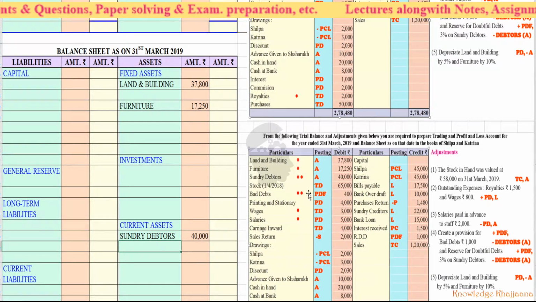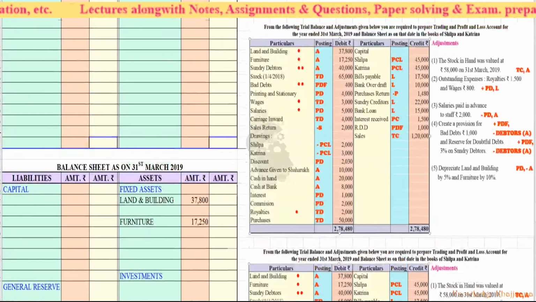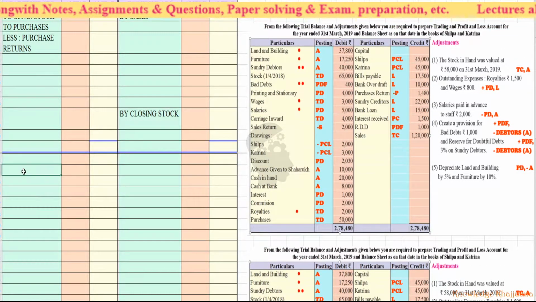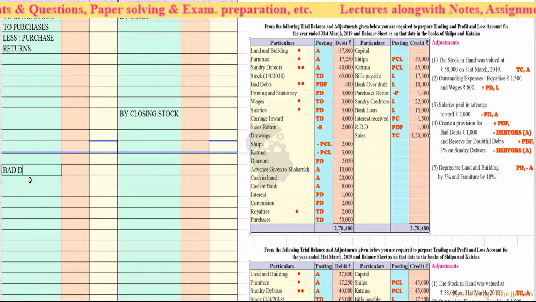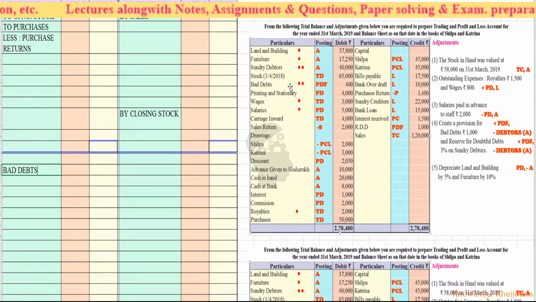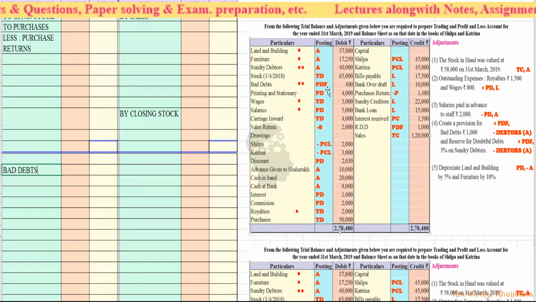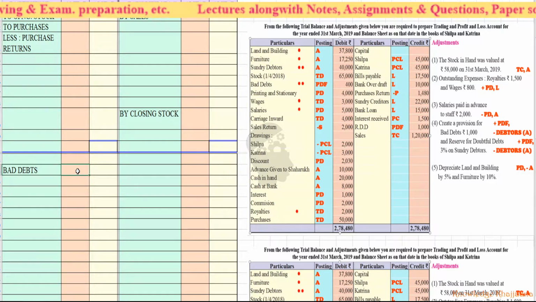Bad debts are written on the profit and loss account debit side as per the formula. So on the profit and loss account debit side, we will write over here bad debts. See, there are adjustments on the bad debts, so we will write the bad debts in the inner column. That is rupees 400.